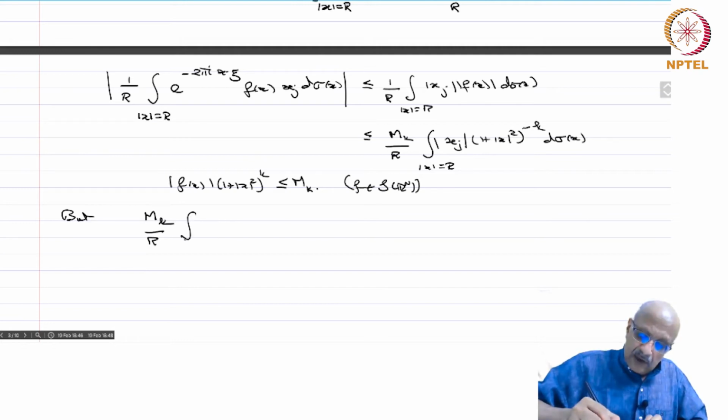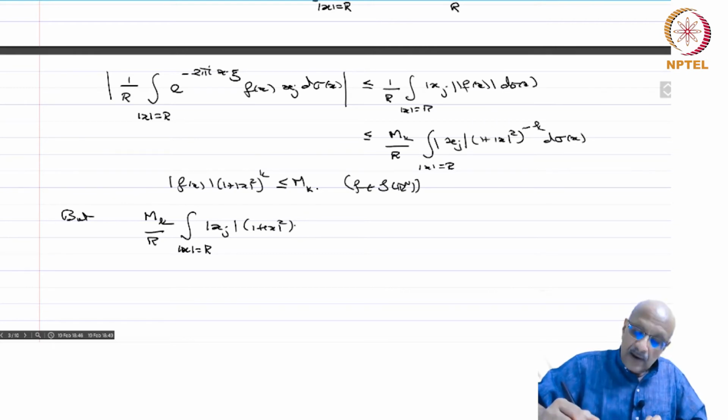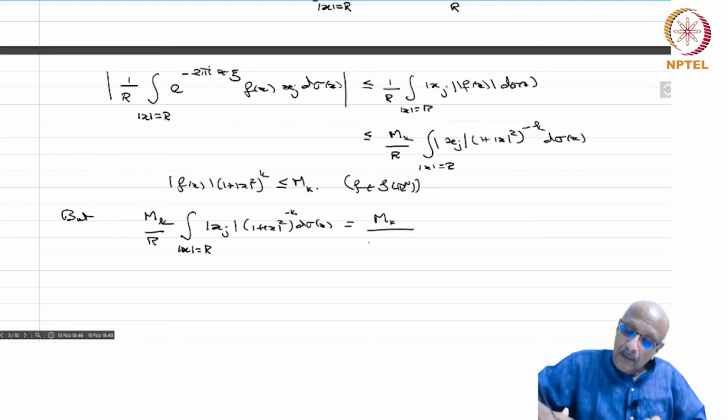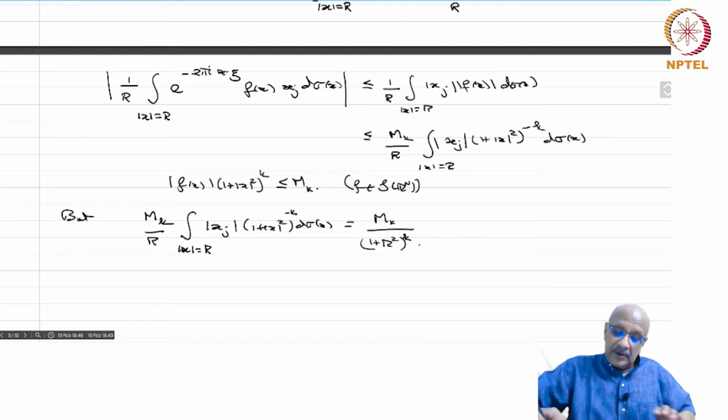Integral over |x| equal to r of |x_j| into (1 plus |x|^2)^(-k) d sigma(x) is bounded by a constant times (1 plus r^2)^(-k) into r, okay.